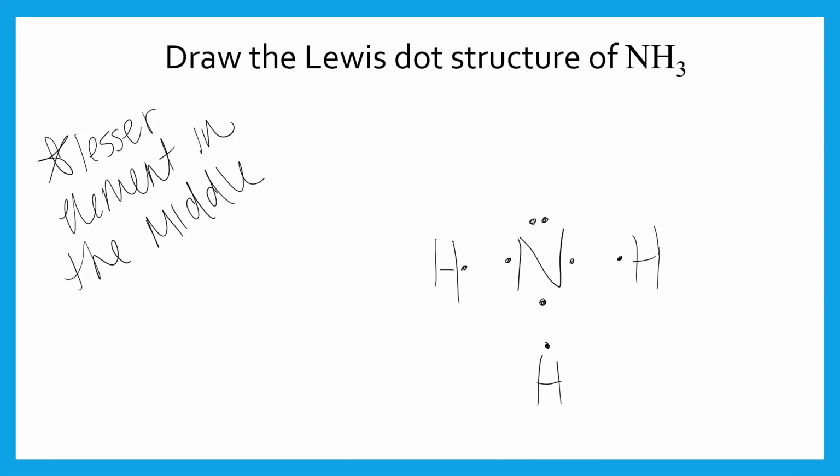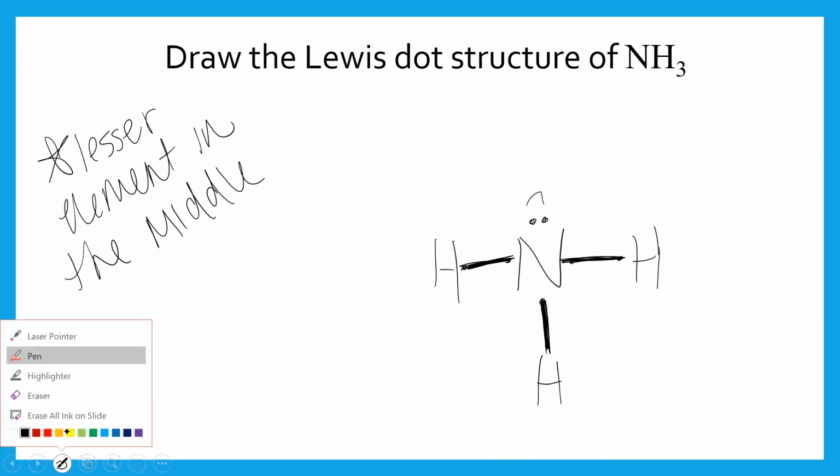So I have a lonely dot and a lonely dot. That's a bond. A lonely dot and a lonely dot. That's a bond. And lonely, lonely. That's a bond. And these two are already paired. They're happy, upside down happy. So they're just good to go staying like that.